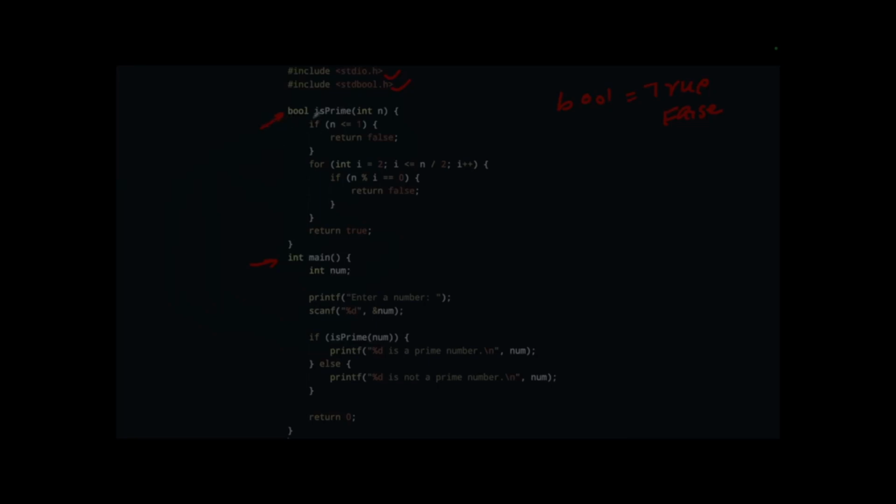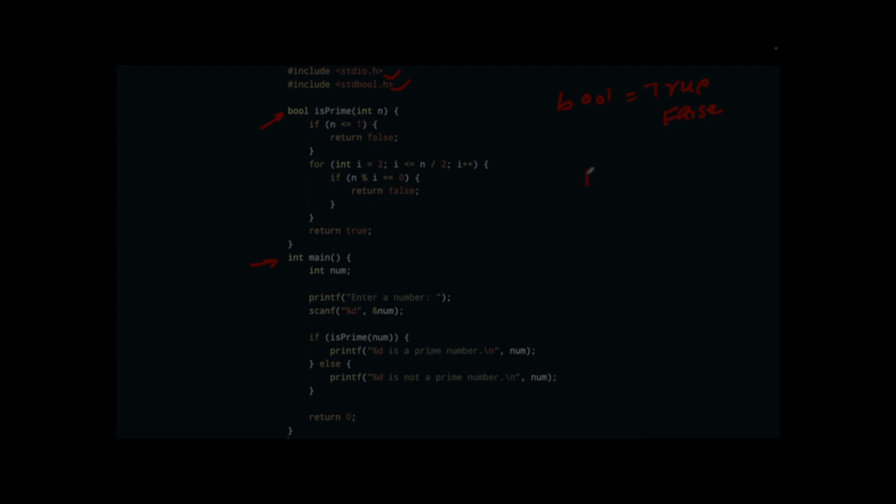But here, let's see the function first. isPrime is a function. We are taking int n as an integer variable, or the parameter. Here we are checking if n is less than or equal to 1. Why? Because we are trying to find the prime number.